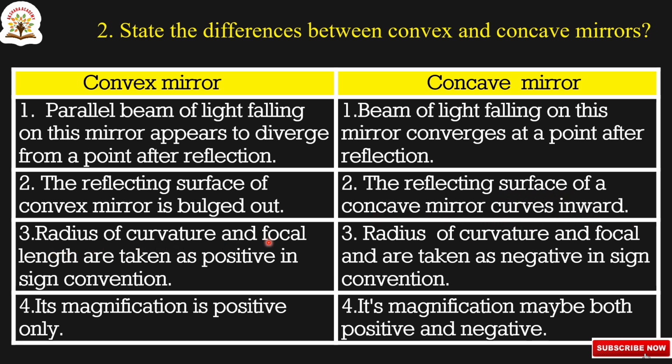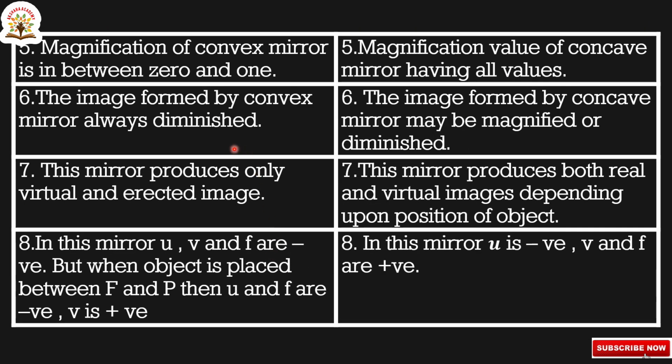Radius of curvature and focal length are taken as positive in sign convention. Radius of curvature and focal length are taken as negative in sign convention. Its magnification is positive only. Its magnification may be either positive or negative. Next, the fifth one: magnification of a convex mirror is between 0 and 1. The magnification value of a concave mirror can take all values.